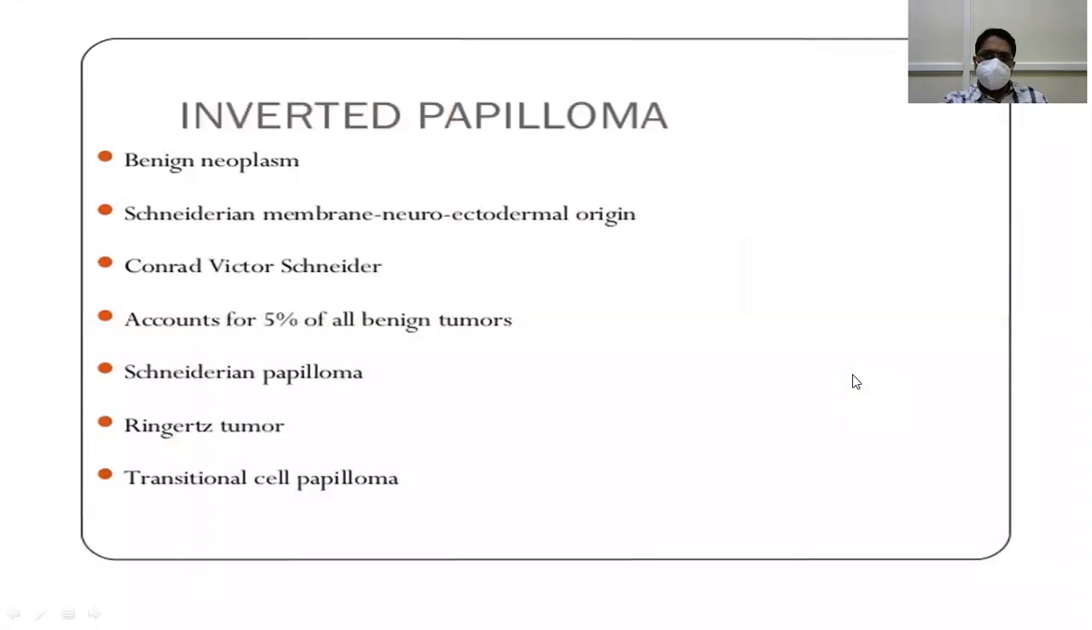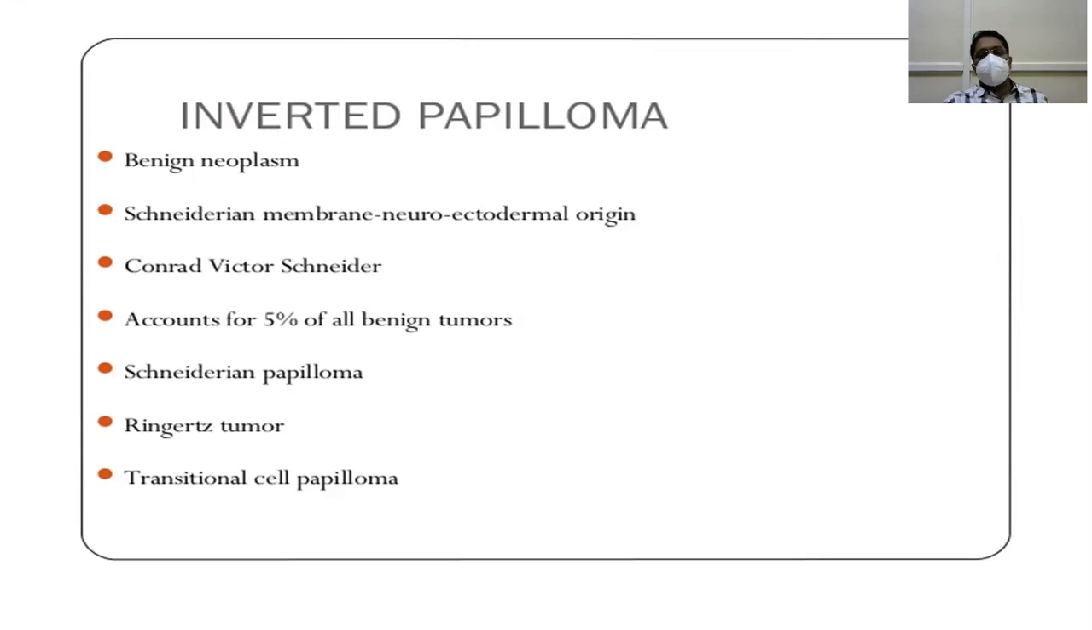Coming to the important one, that is inverted papilloma. This is a benign neoplasm. It's also known as Schneiderian papilloma because it's derived from the non-olfactory membrane of the nose. What tumor arises from the olfactory membrane? Olfactory neuroblastoma or esthesioneuroblastoma. This arises from the non-olfactory region, the Schneiderian membrane. It accounts for 5% of all benign tumors.